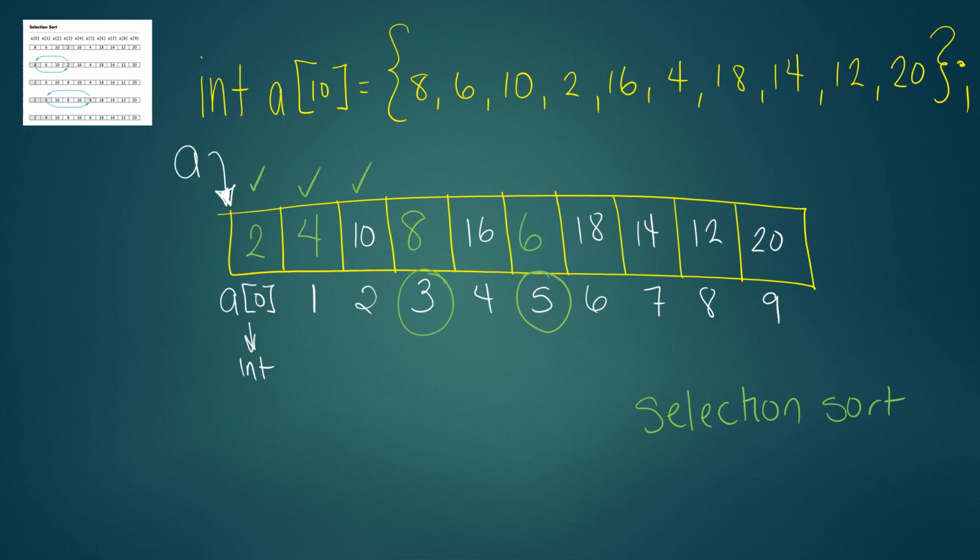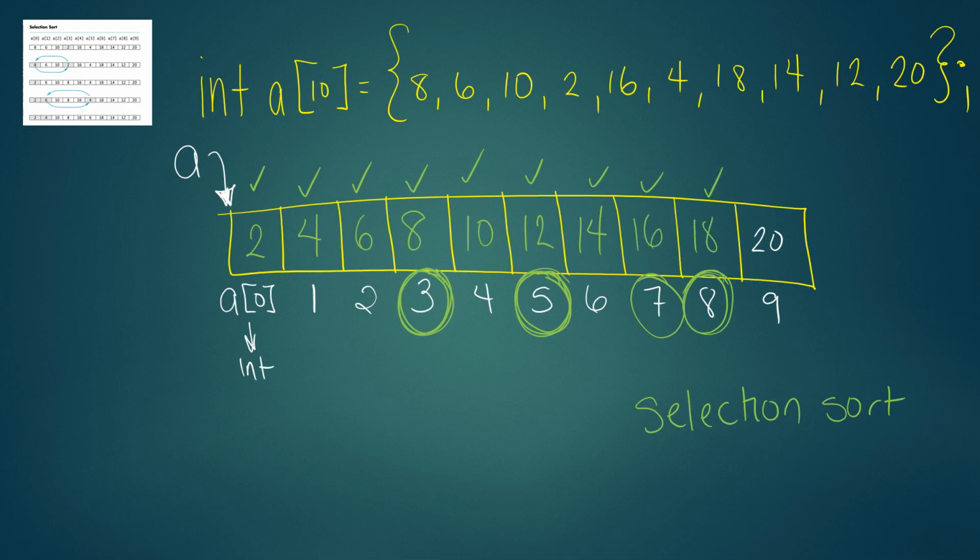Move to the next. Find the index of the smallest, which is index 5, and then swap these two. Next, find the index of the smallest, which is this one, and so it's going to stay there. Next, find the index of the smallest, which is index 5, and swap these two. Find the index of the smallest, index 8, swap these two. Find the index of the smallest, which is index 7, and swap these two. Find the index of the smallest, which is this one, and swap these two. And do the last one, which does not need to be swapped. And now we have completed the selection sort.